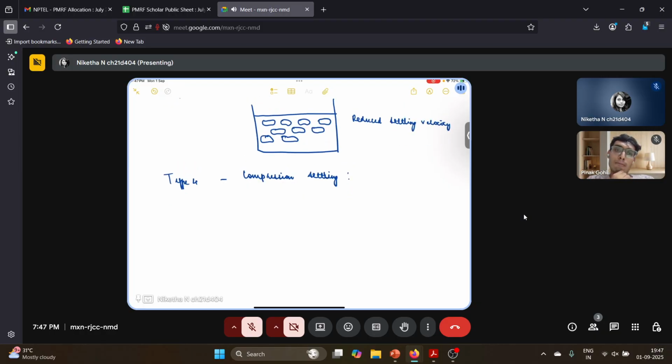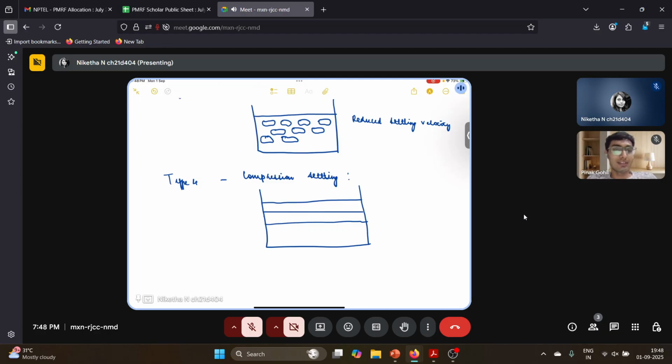And then there is compression settling, where the particles will form a layer. The particles are so densely packed now that it's like having a layer of them. The top layer will compress the bottom layer, and that will compress the layer beneath. These layers, the particles in these layers, will come down at the same time, but before coming down, they will compress the layer below.